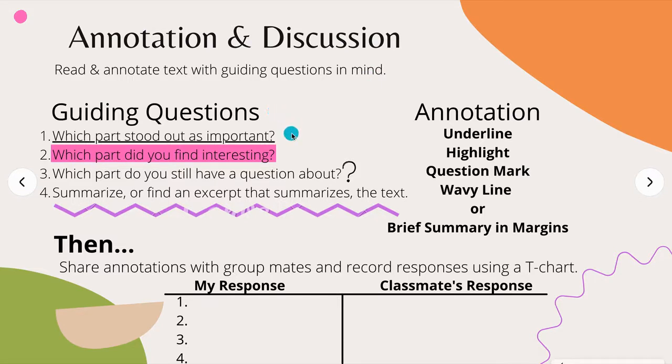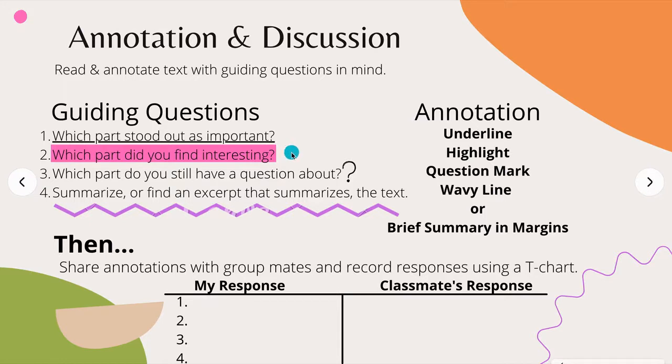Number 1, which stood out as the most important? Is there a piece of information that stood out as valuable or particularly noteworthy? Go ahead and underline it. Keep in mind that this is really about your own thinking and perspective, and that there really aren't any right or wrong answers.